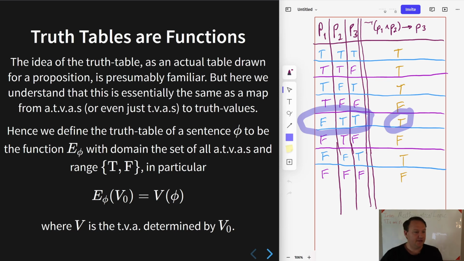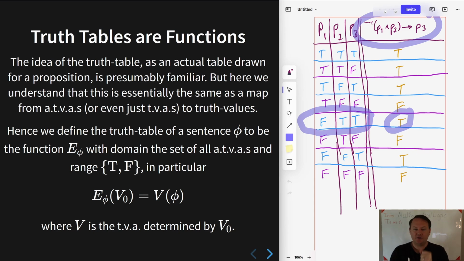to put the pieces together here, if we fix a sentence phi, and in this example this would be our phi, we can determine the truth table for that phi, and we will call it E sub phi. That will be a function with its domain, the set of all atomic truth value assignments, and its range, the set TF.